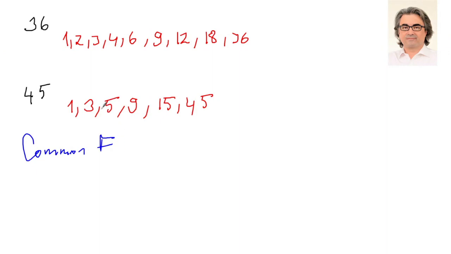This example was easy. Common factors. 1 is always. What about after that? 2, not 3, 4, and 9. As you see, 9. After 9, there is no common factor. So 1, 3, and 9 are common factors.